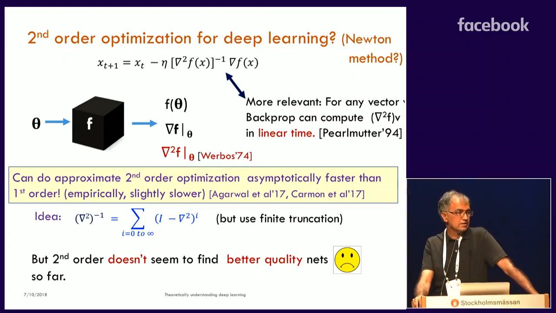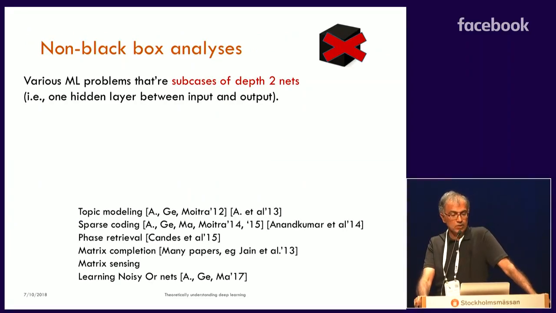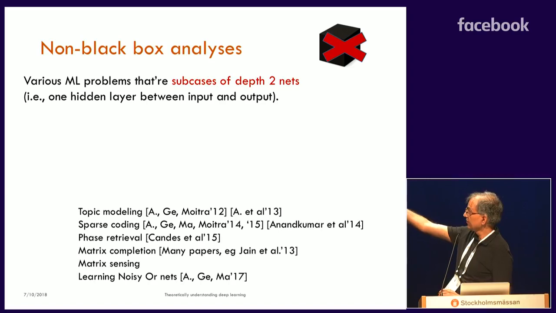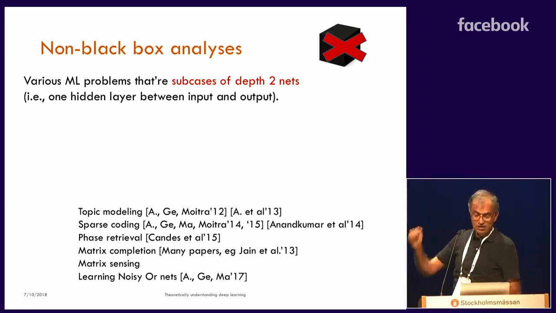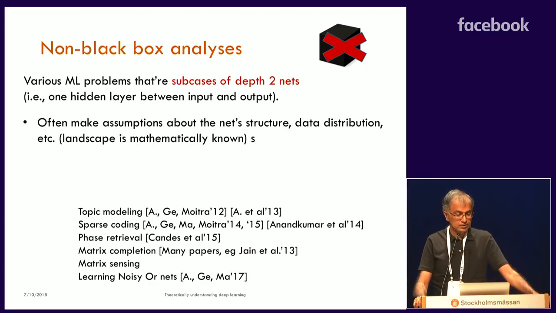Okay, so this was a tasting of black box analyses. And what about non-black box analyses? That's a very, very difficult problem for multi-layer deep nets. And the current state of the art is that you consider various machine learning problems that are subcases of depth two nets, namely, one hidden layer between input and output. So it's a very simple deep net, and even of that, you take a subcase. So subcases are things like topic modeling, sparse coding, phase retrieval, matrix completion, matrix sensing, learning noisy-OR nets, etc. So these are simple cases of depth two neural nets.